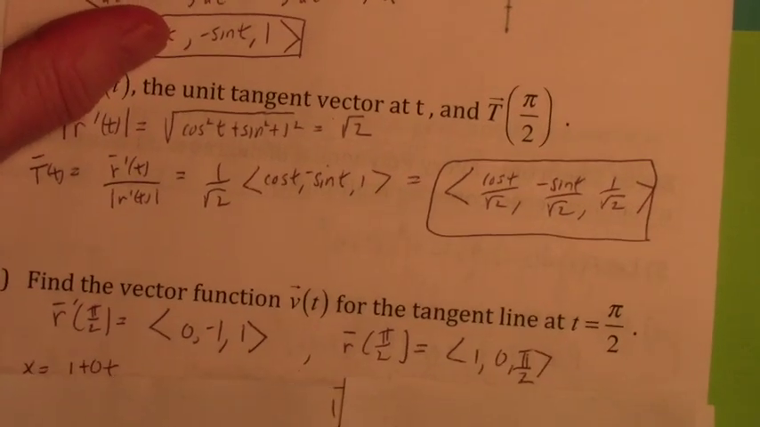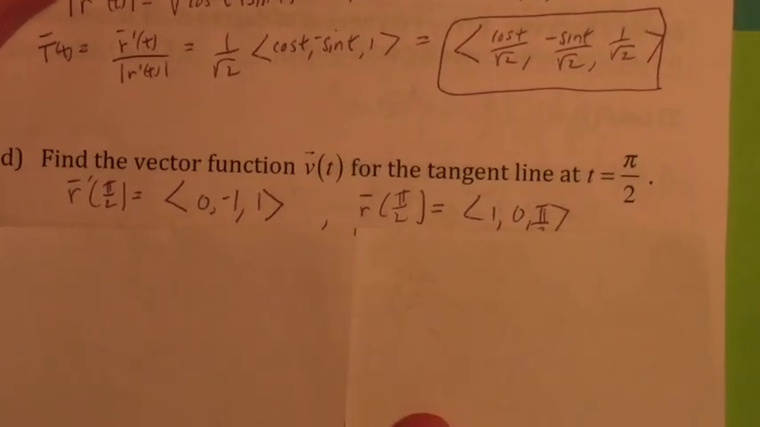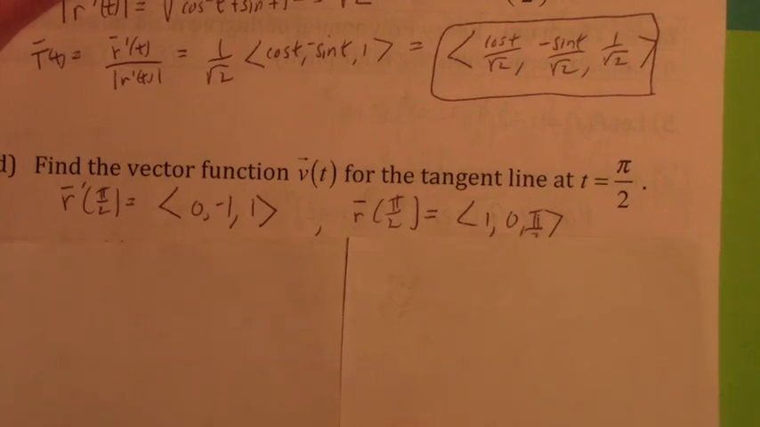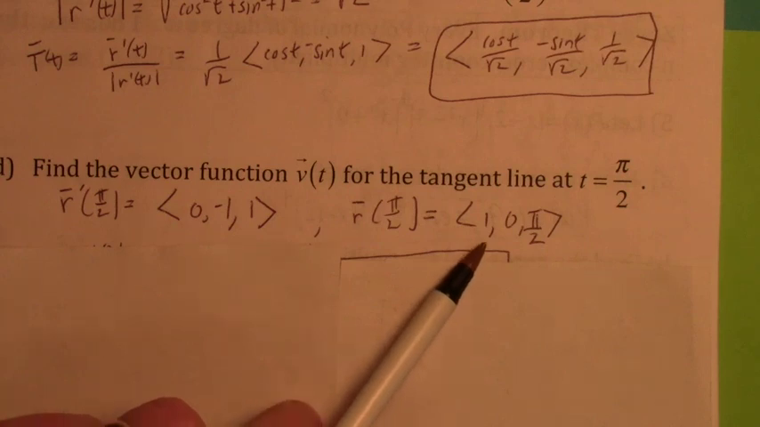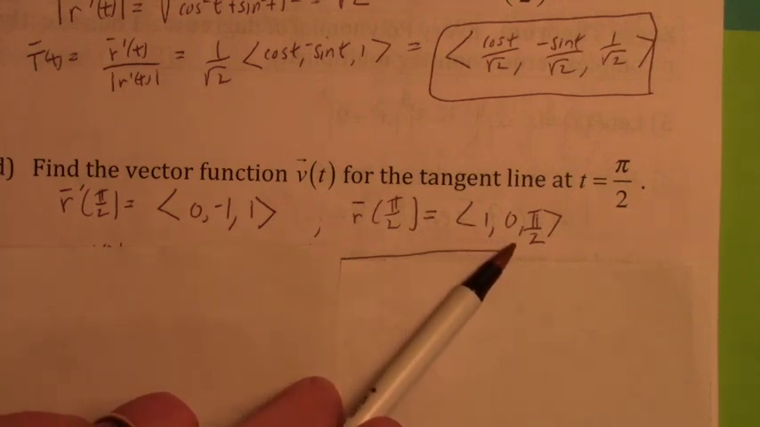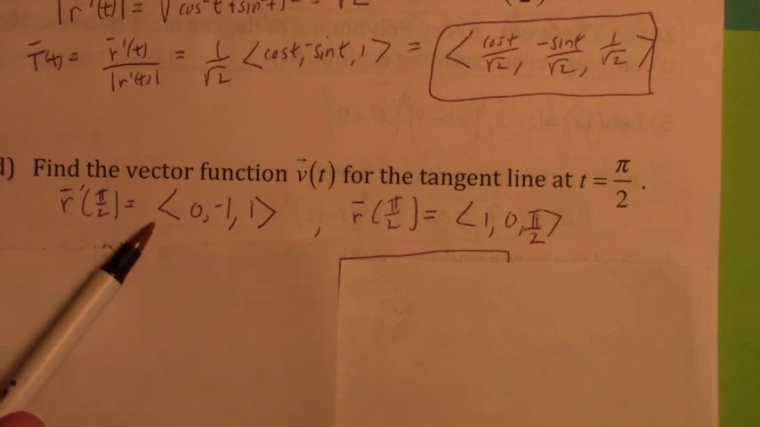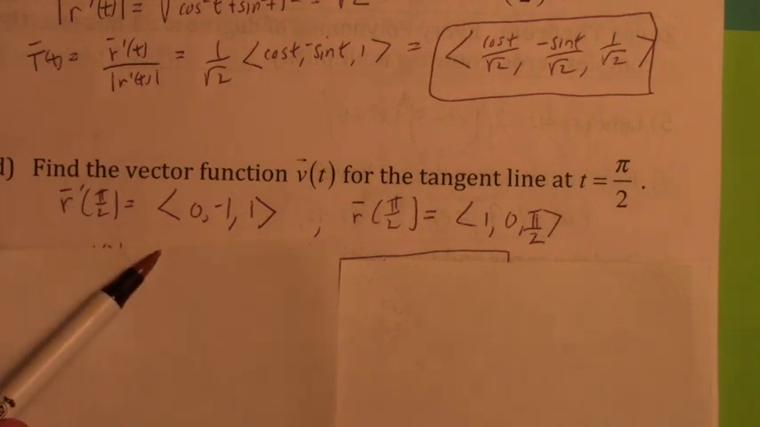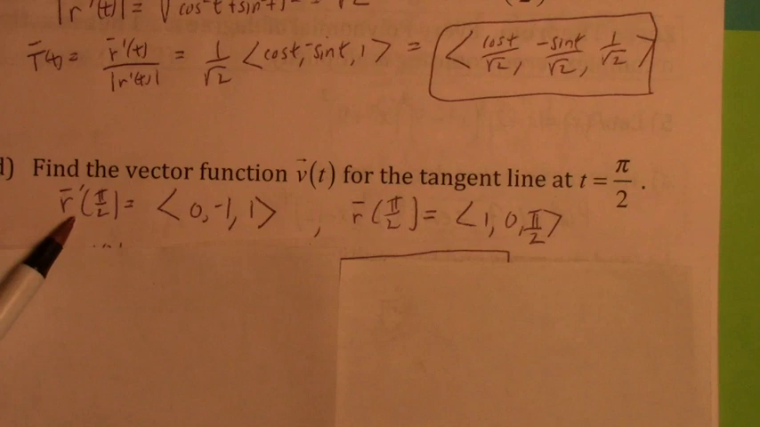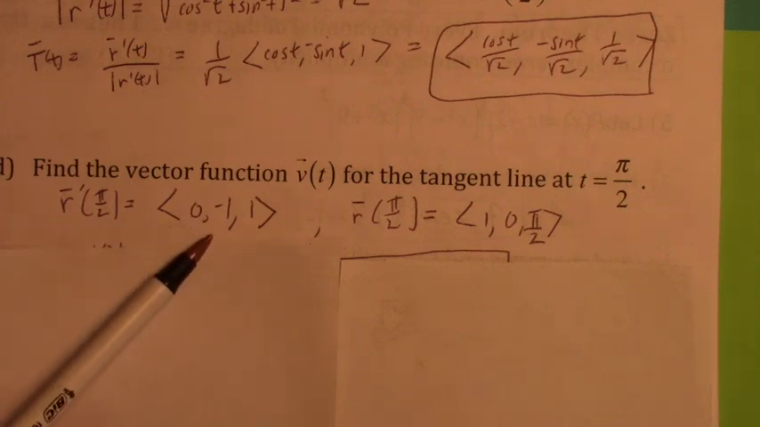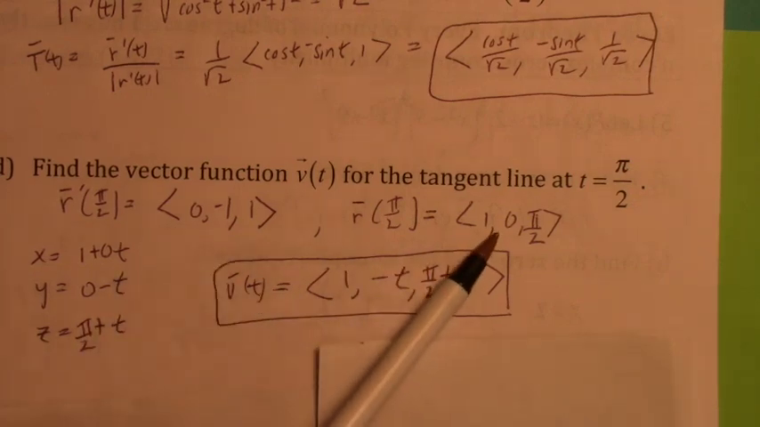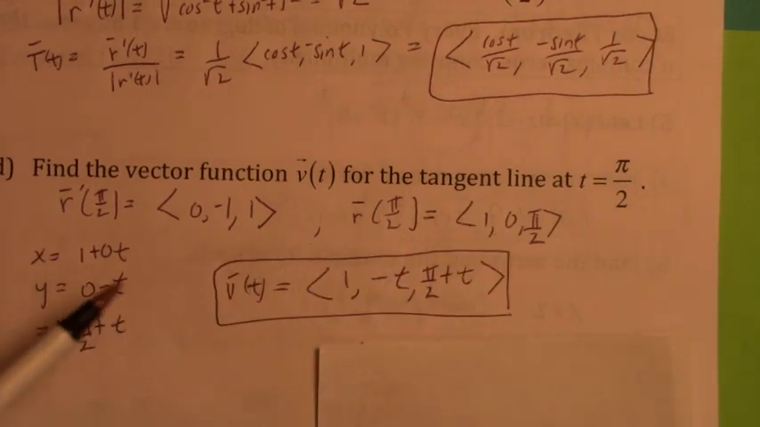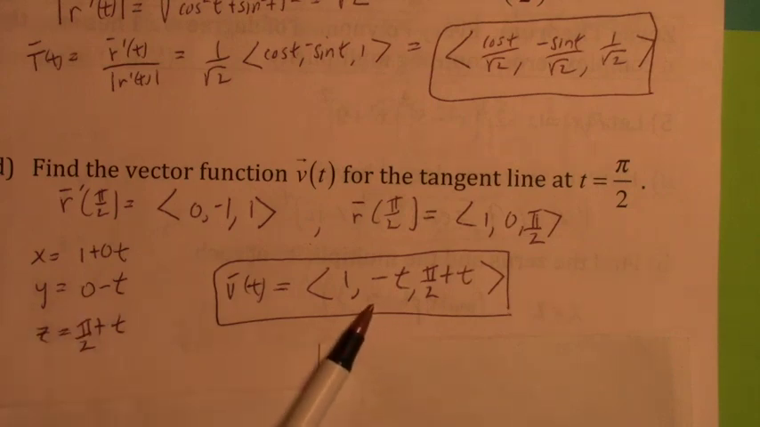Alright, so like I was saying, if you wanted to find the vector function v for the tangent line at t equal pi over 2, we've got all the information that we need. We have the point. If you plug in pi over 2 into the position vector, you get this for your point. And we don't need the tangent vector. You could use the tangent vector if you want, but either T or r prime of pi over 2 would work just as well. So the parametric equations would be 1 plus 0t, 0 plus negative 1t, pi over 2 plus 1t. So this would be your vector function v for the equation of the tangent line.